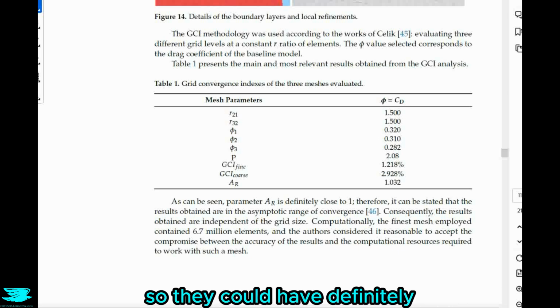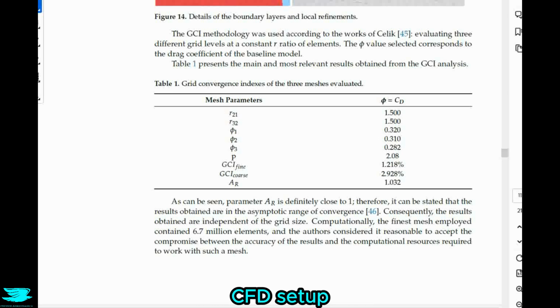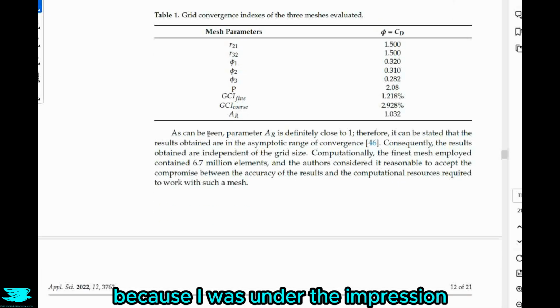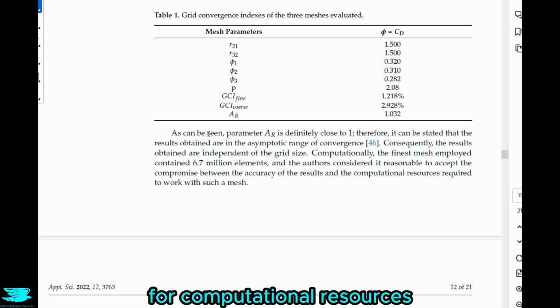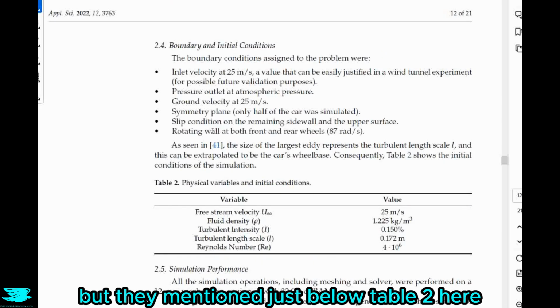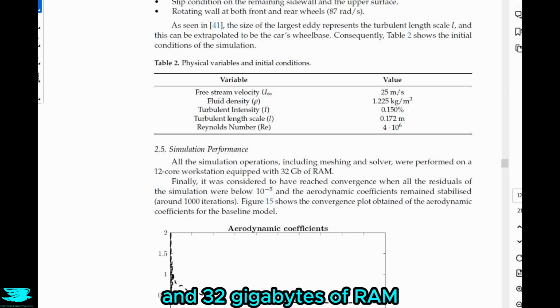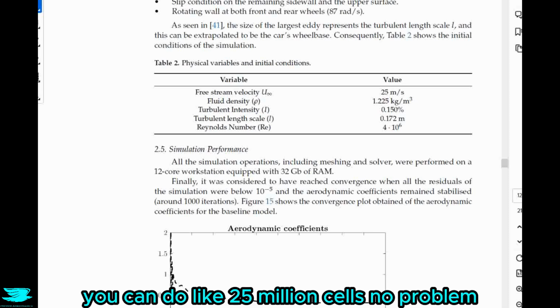So they could have definitely done a much better CFD setup. Actually, what we're finding now is that I was under the impression that they were strapped for computational resources, but they mentioned just below table 2 here that they used a workstation with 12 cores and 32 gigabytes of RAM. So the RAM is really good. With 32 gigabytes, you can do like 25 million cells, no problem.